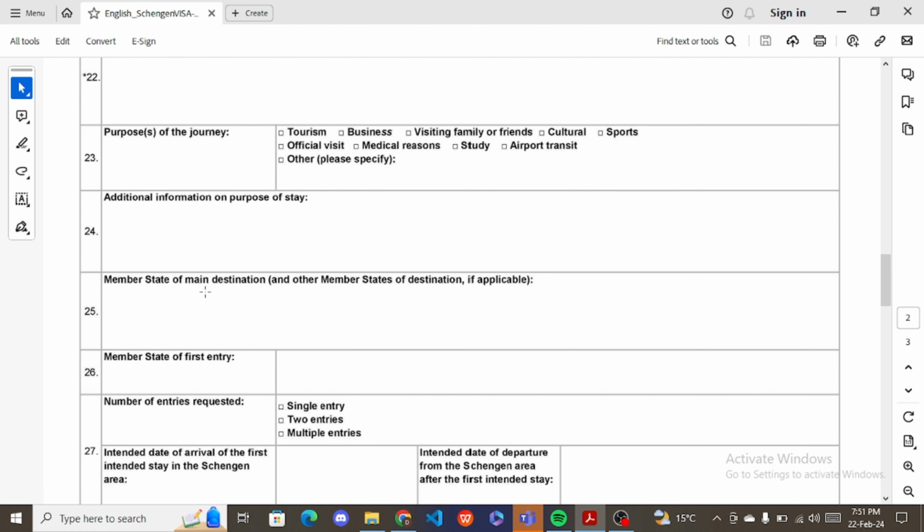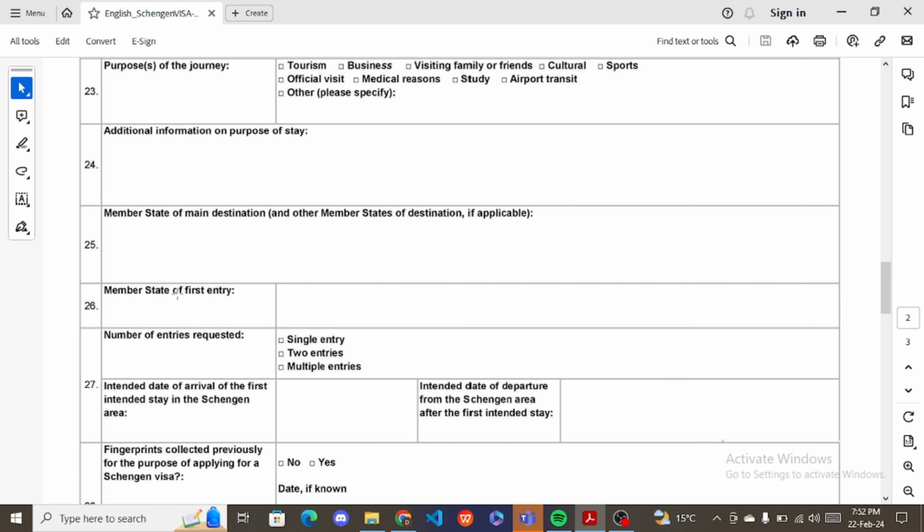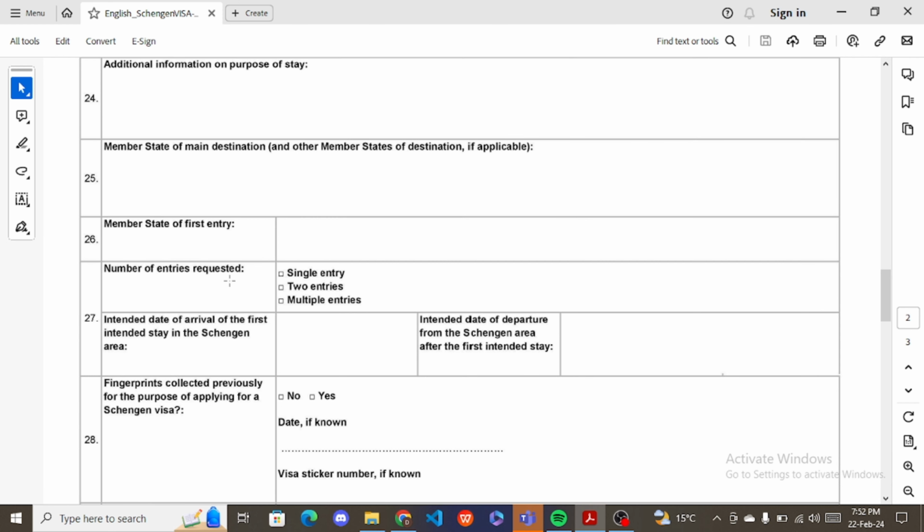25, member states of main destination and other member states of destination if applicable. Member states of main destination, I just wrote Malta. That's where I'm going to. 26, member states of first entry, definitely Malta. Then number of entries requested.